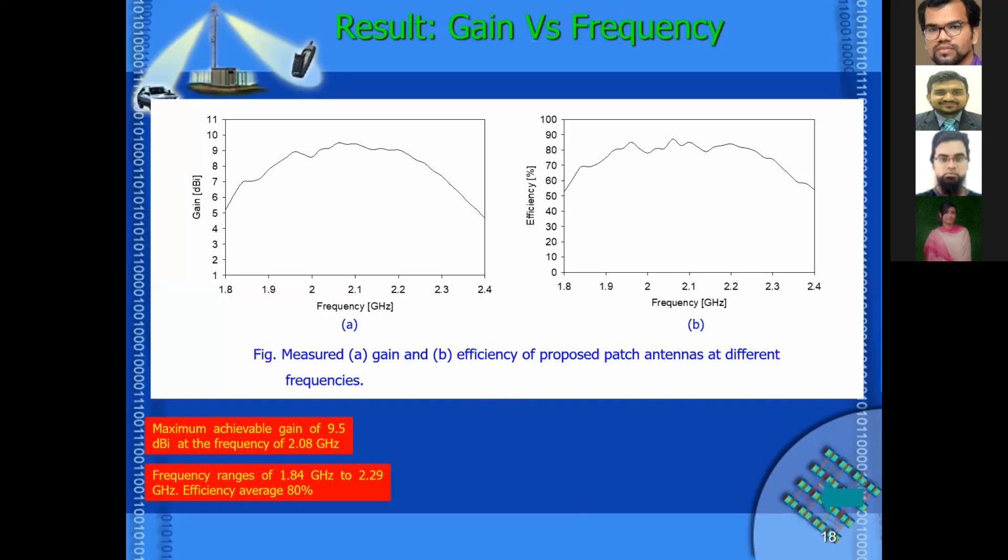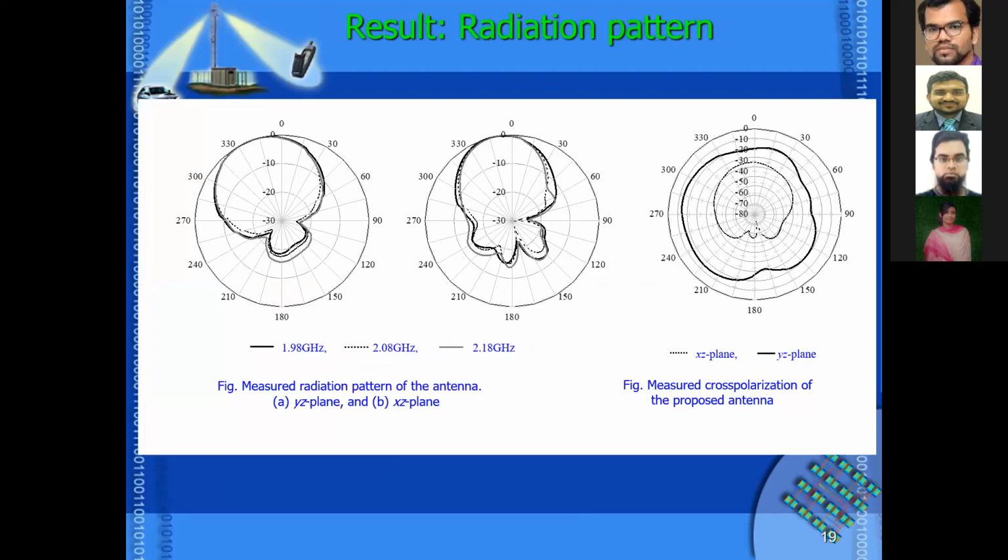We then looked at the gain of the measured device. We got a pretty good gain of 9.5 dBi at a frequency of 2.0 gigahertz. The efficiency we got was an average of 80%. Then we measured the radiation patterns at different frequencies: 1.8, 2, and 2.18 gigahertz. The radiation patterns are quite good. It's just slightly directional to the left due to the L-probe feeding, but we got a pretty good result.